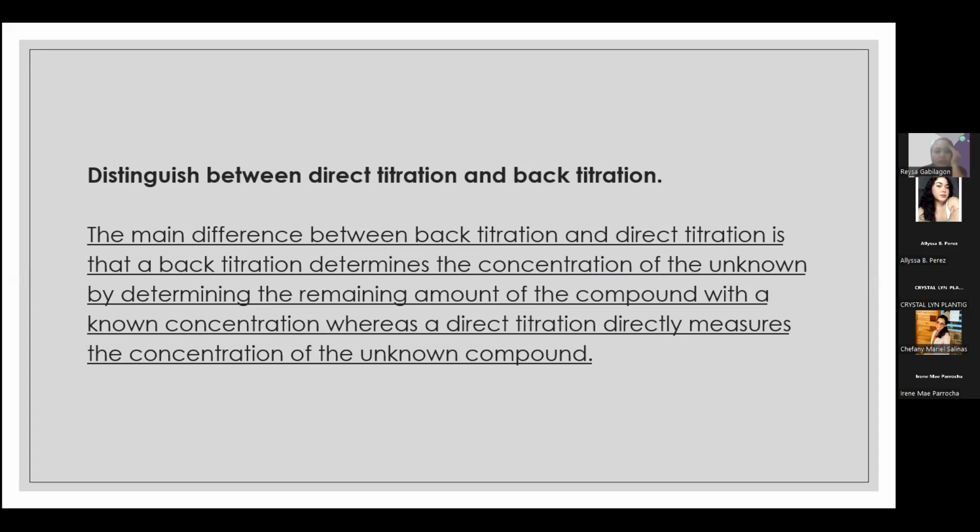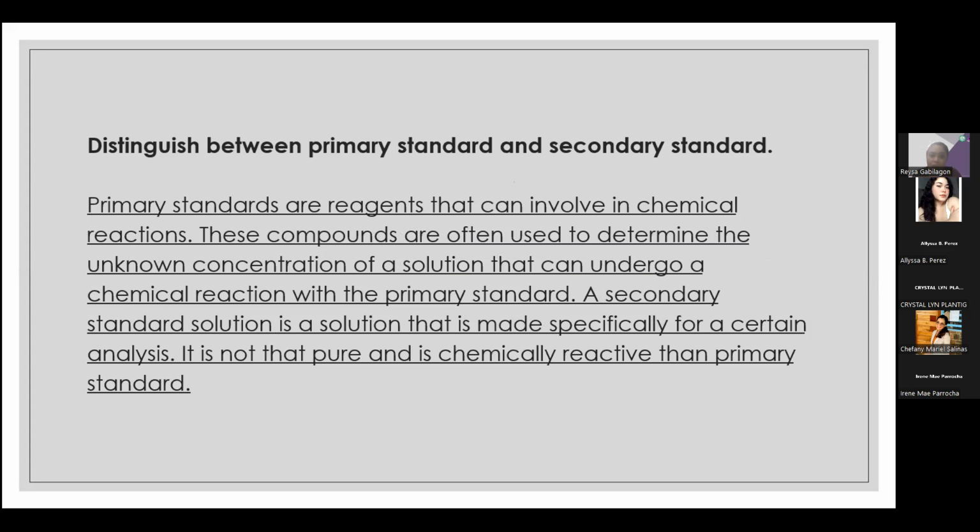Direct titration, directly titrate natin 1 analyte, 1 titrant. While for the back titration, it is also called indirect titration. We have 1 analyte and 2 titrants. 1 titrant is added in excess, and then the second titrant will be used to titrate the excessive titrant na naunang i-add.